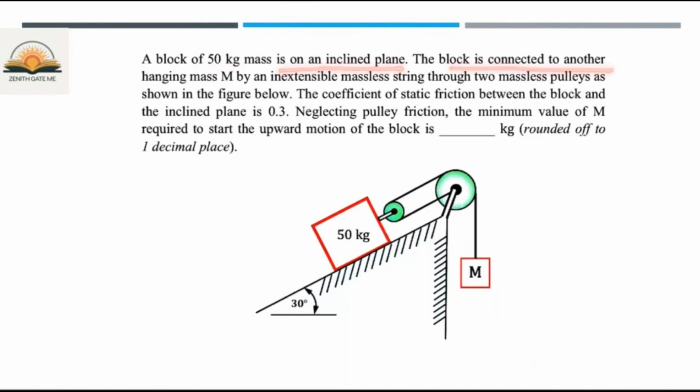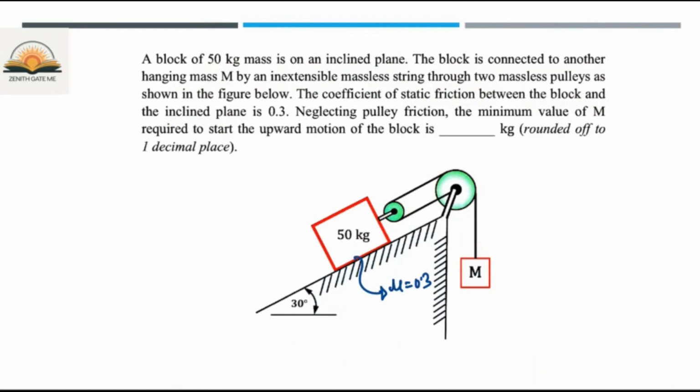The block is connected to another hanging mass M by an inextensible massless string through two massless pulleys. So the mass of the pulley is not given, that means it is massless, as shown in the figure below. The coefficient of static friction between the block and inclined plane is given as 0.3.